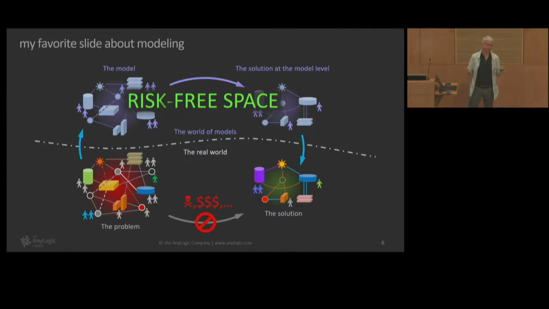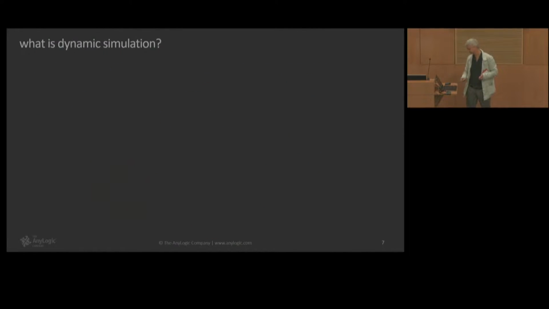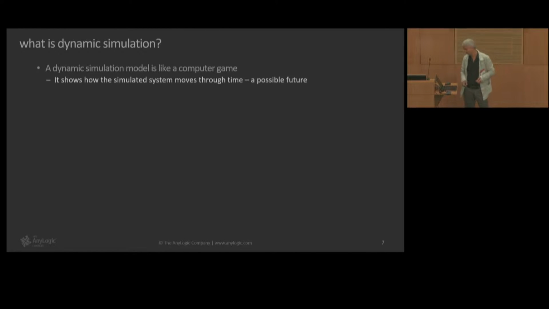Now, there are different types of models out there. There are mental models that we have in our head and use every day. There can be physical models, like, for example, a toy railroad is a model of a real railroad. There are analytical models, and likely there are tons of Excel-based models out there. But our topic is obviously dynamic simulation models. So what is dynamic simulation? And this is exactly what AnyLogic does.